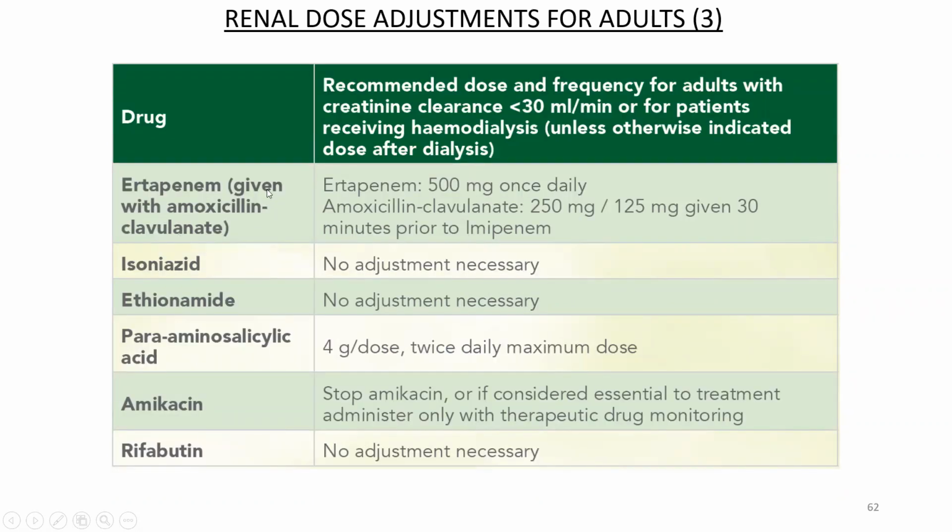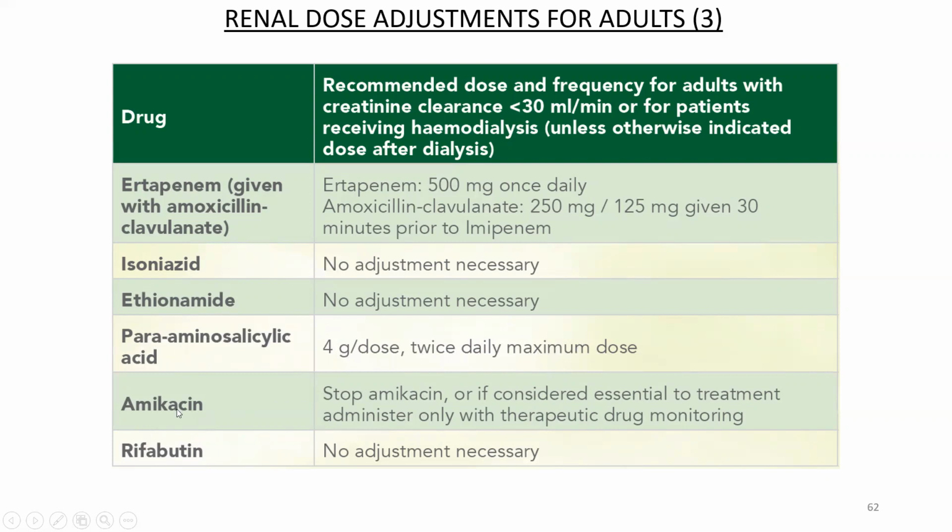Whereas your ertapenem, which is not commonly used, given with amoxicillin-clavulanate, you're going to give 500 milligrams daily. Your amoxicillin-clavulanate 250 over 125 is given 30 minutes prior. Isoniazid, no need for adjusting, even if it's less than 30. Ethionamide, no adjusting. Your PAS, para-aminosalicylic acid, you give 400 milligrams per dose twice daily as a maximum dose. So there is a bit of an adjustment, twice daily.